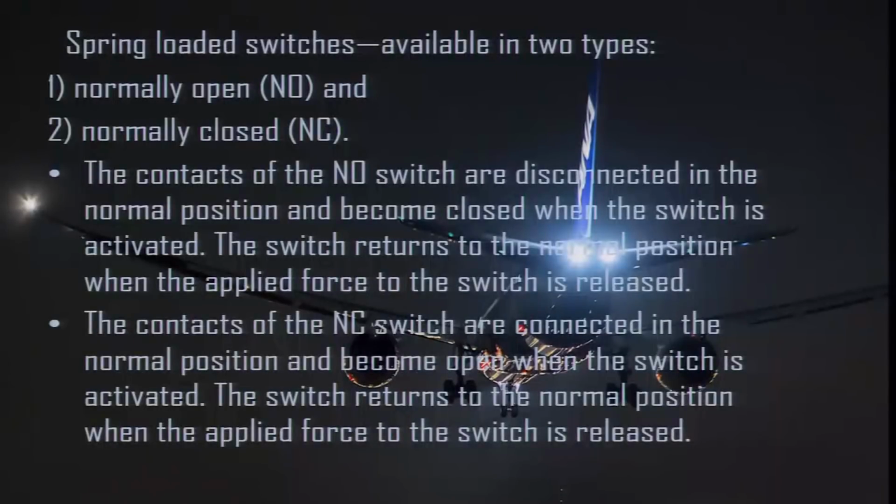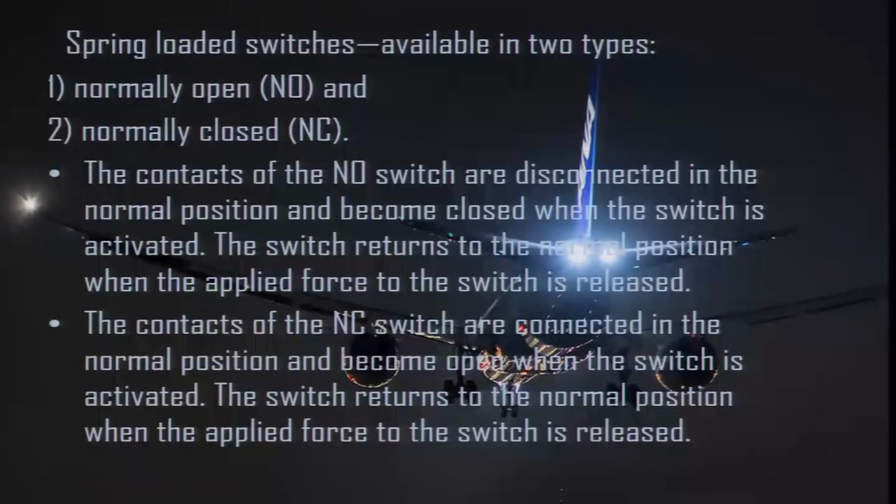Now, another type of switches, spring loaded switches. They are available in two types: normally open, we call them NO, and normally closed, NC switch. The contacts of the NO switch are disconnected in the normal position and become closed when the switch is activated. Since this is a normally open switch, in the normal condition the contacts are open, and when you activate the switch, the contacts are closed. The switch returns to the normal position when the applied force to the switch is released.